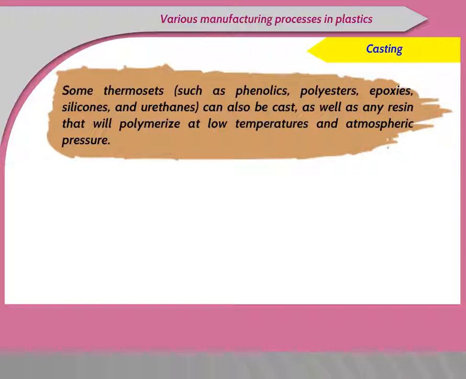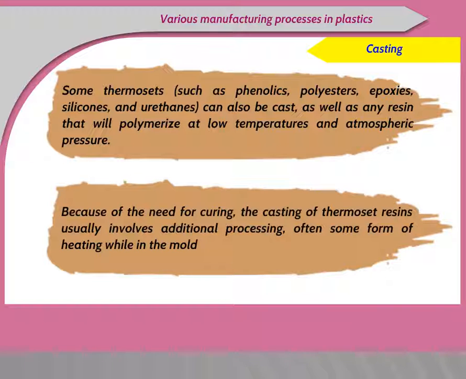Some thermosets, such as phenolics, polyesters, epoxies, silicones and urethanes, can also be cast, as well as any resin that will polymerize at low temperatures and atmospheric pressure. Because of the need for curing, the casting of thermoset resins usually involves additional processing, often some form of heating while in the mold.